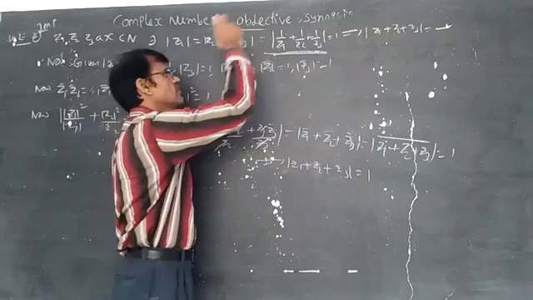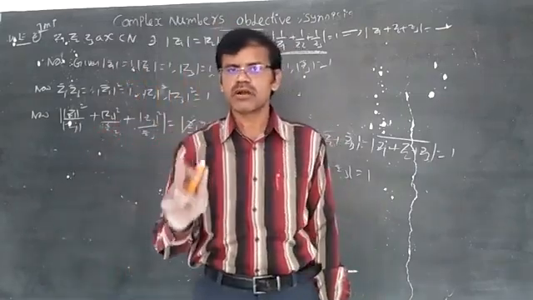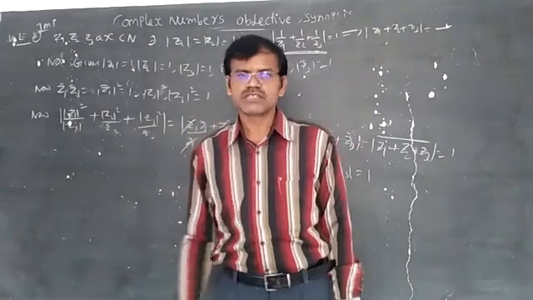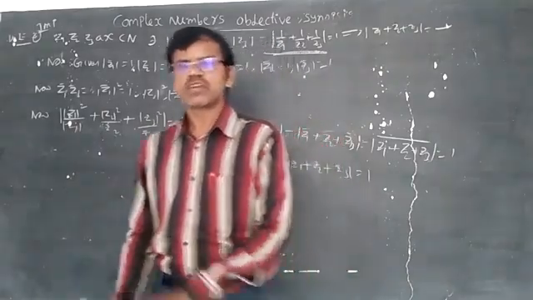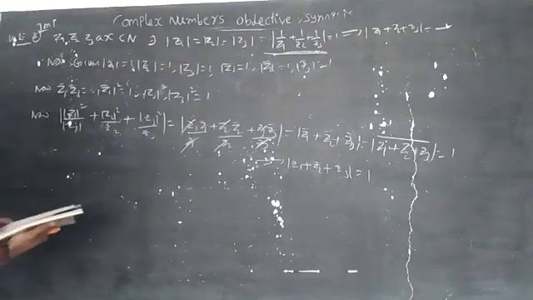So what is important here? 1 can be written as Z1 bar Z1 or Z1 into Z1 bar. Like that we can convert the 1. These types of complex numbers are called unimodular complex numbers.